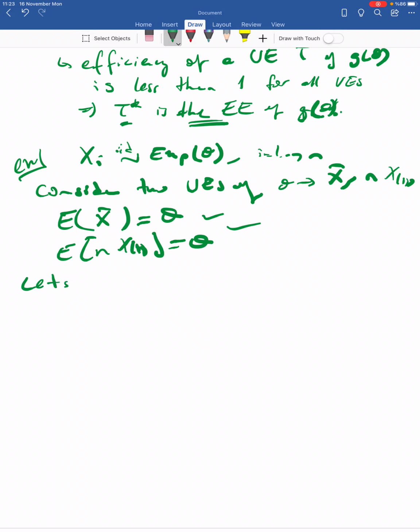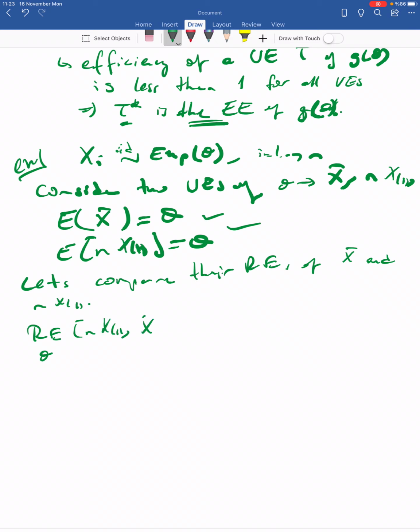Let's compare their relative efficiencies of x bar and n times first order statistic. So relative efficiency of theta for these cases. So find variance of x bar and variance of n x1.